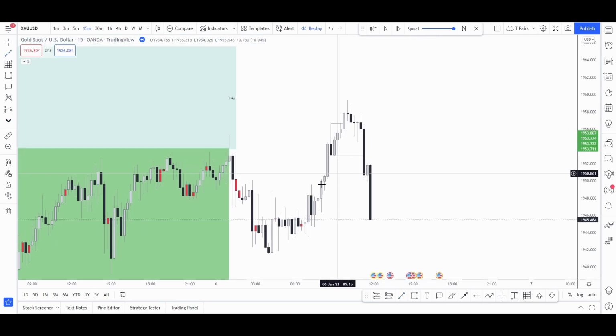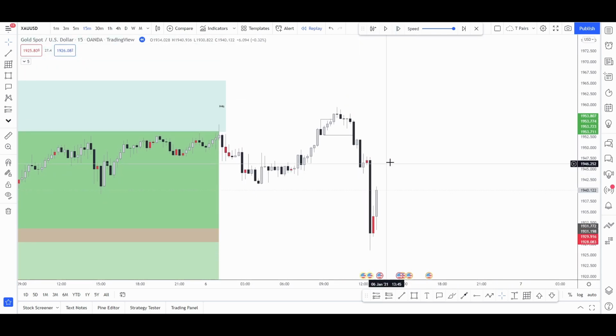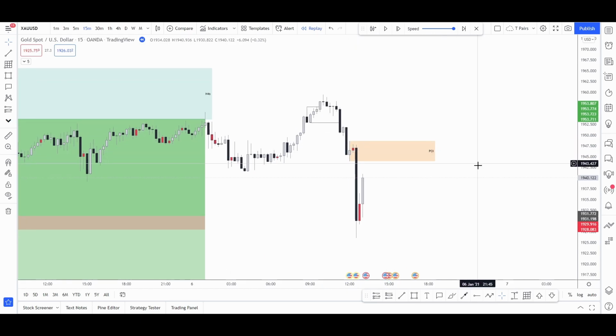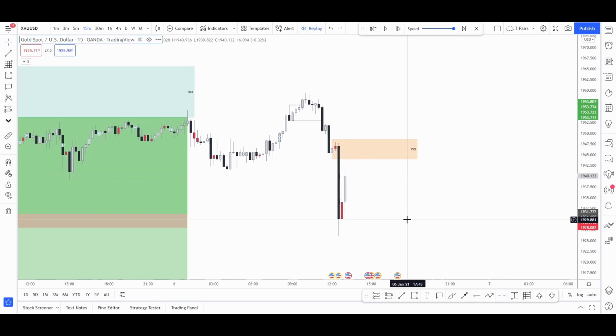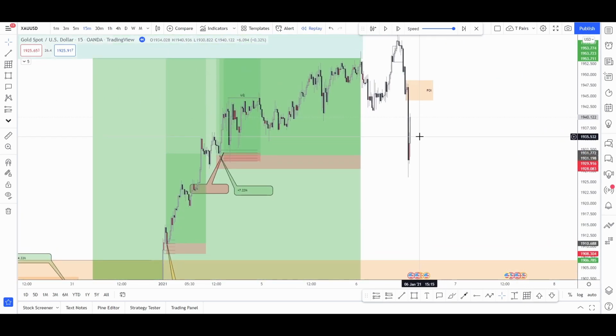Okay, we've got that. Are we going to get a reaction off here somewhere? No. Although we did get one here, so it would be ideal if we just mark up this area. I'm going to put this as POI, where is it? There. And because price is working its way back up, let's have a look over here. Oh, we're almost there already.